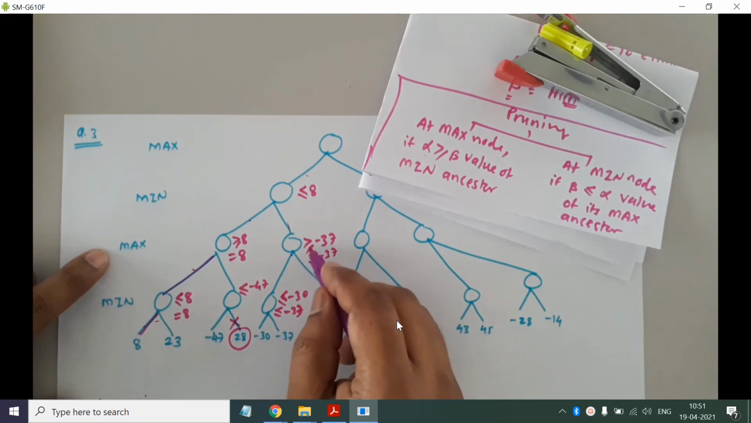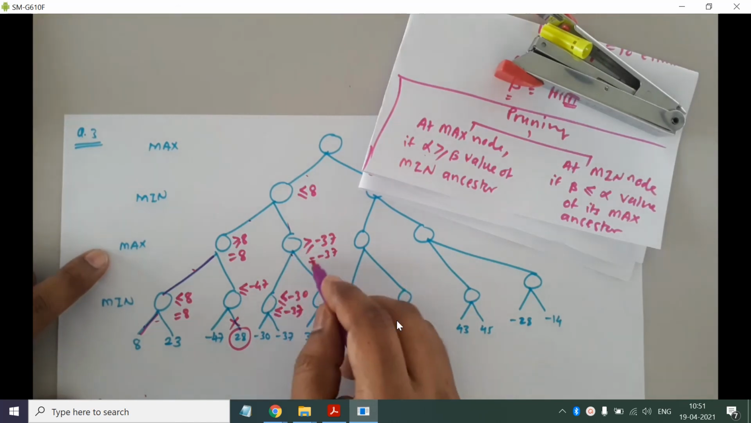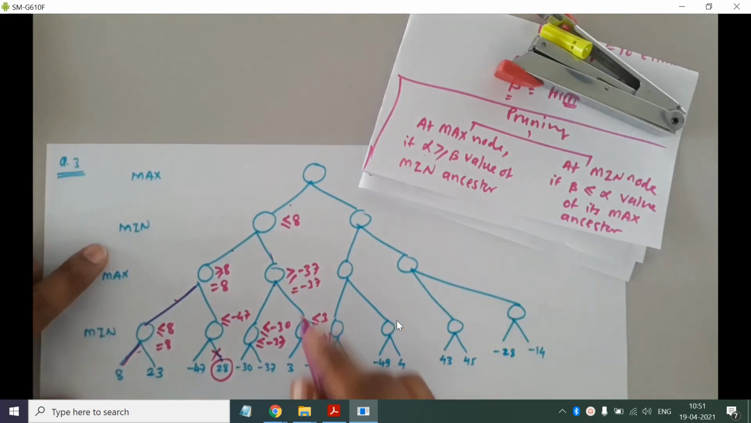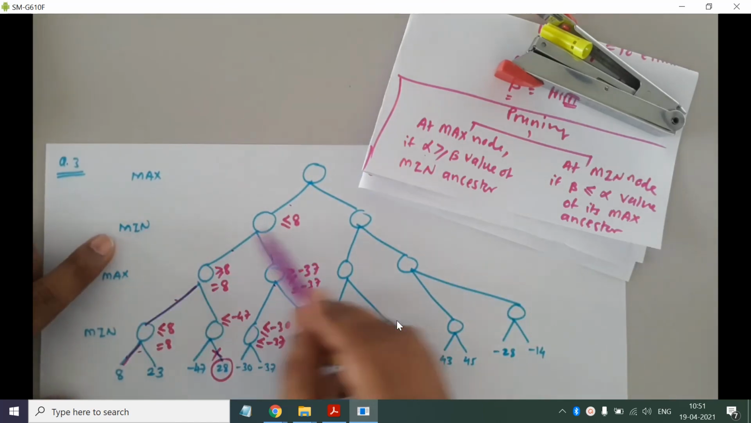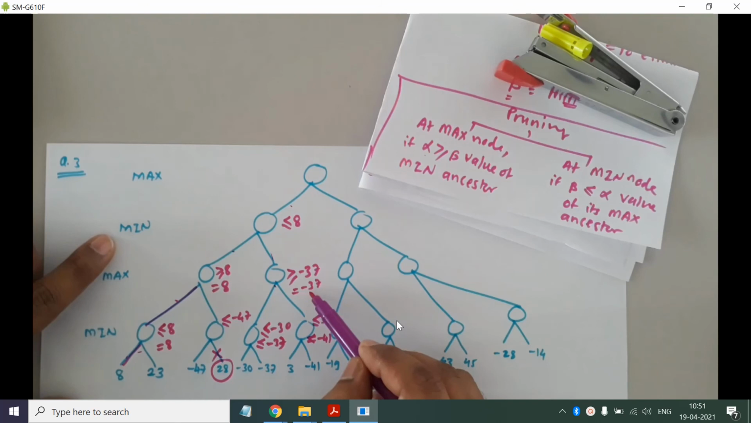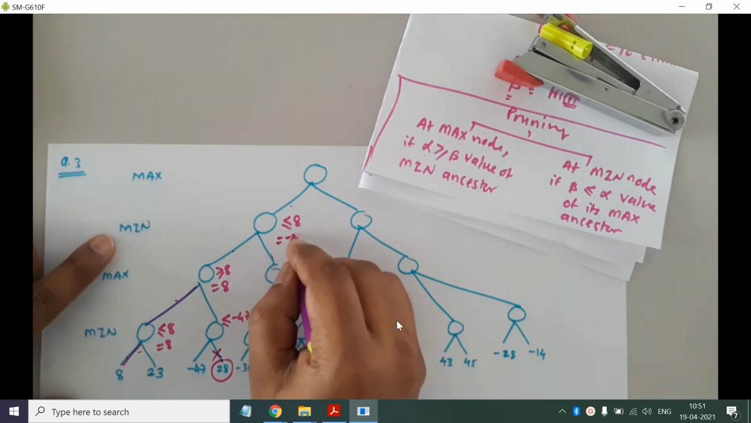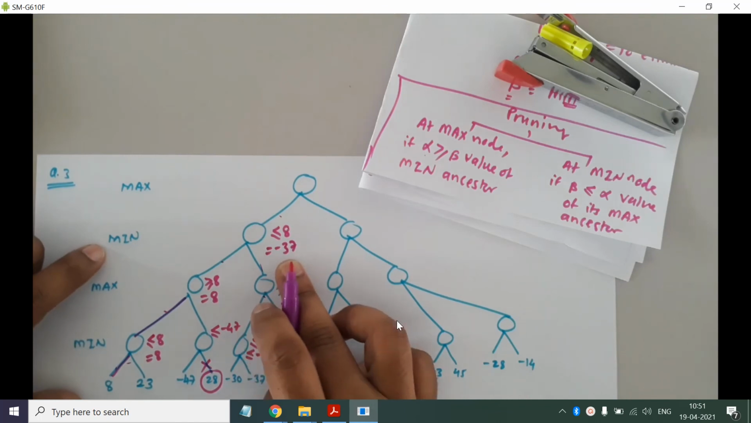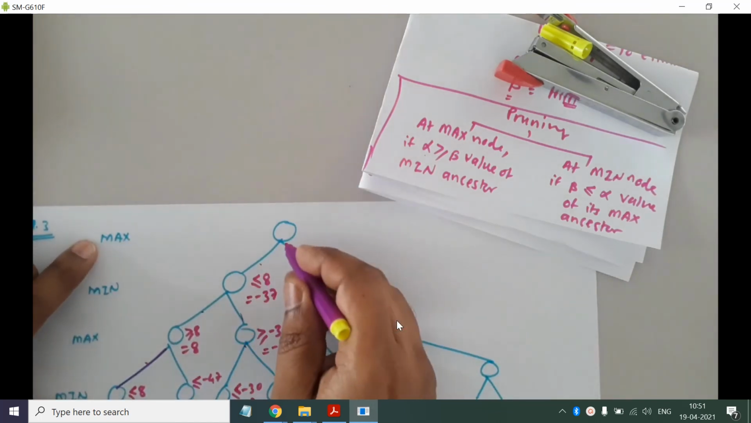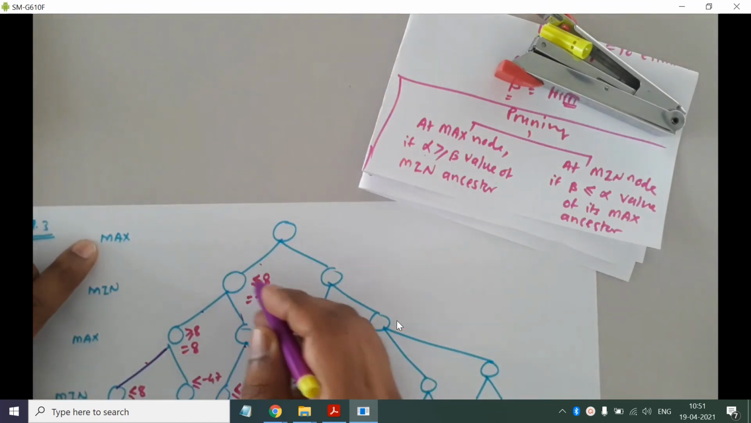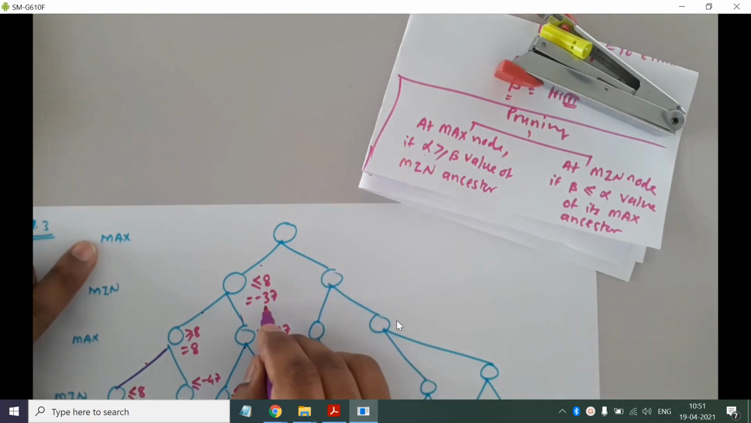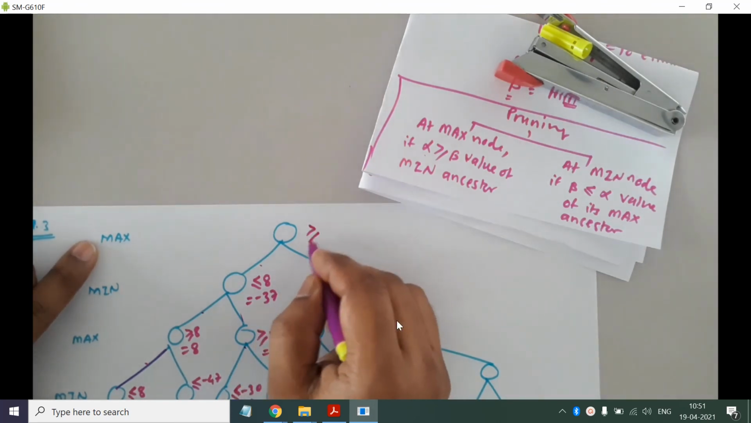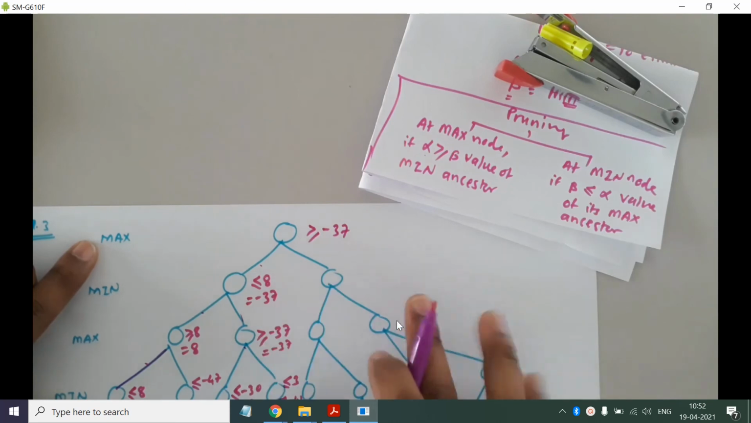Okay, so if he goes in this branch, he will get minus 37. Now min was expecting a value lesser than 8 and he is getting that, right? So the final value of beta would be minus 37. If Max comes in this branch, he is getting minus 37, so he wants a higher value than that from the second branch.